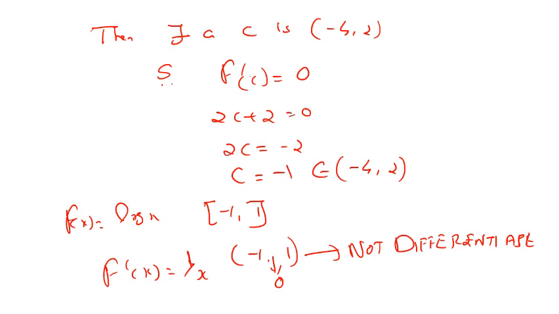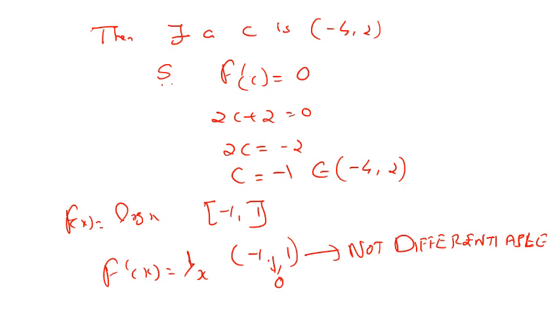Differentiable means you have to find f dash x, and it should exist in the open interval. Here f of x is log x. F dash x is 1 by x. 1 by x is not satisfying at the point 0 because 1 by 0 is not defined, so it is not differentiable. So what is Rolle's theorem?